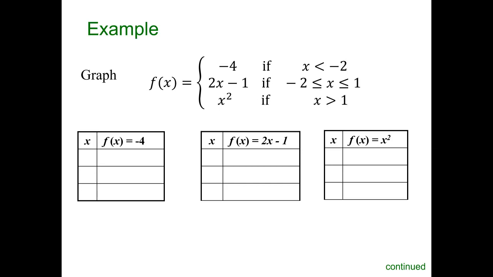This first one's a constant function. That means no matter what x is, if it's less than negative 2, your output is negative 4. Then I have a linear function, 2x minus 1. Those are good old-fashioned straight lines that we're used to. I have x squared. What type of shape is an x squared? Parabola. That's that U shape.